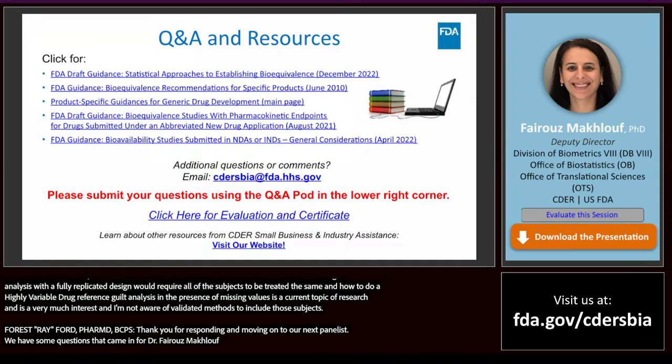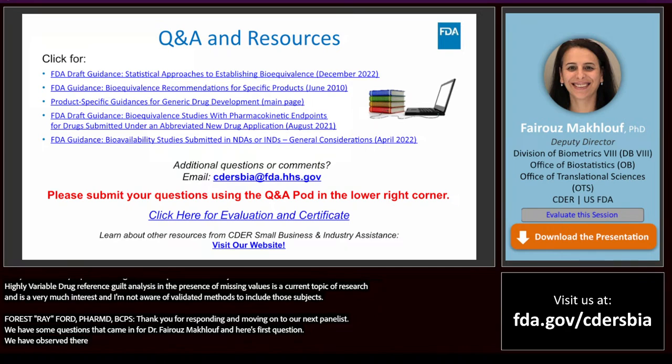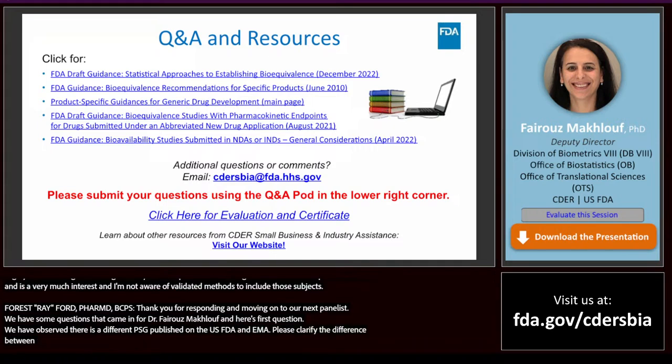Observe that there is a different PSG published by the US FDA and the EMA. Please clarify the difference between the two, and in what situation or scenario should one regulatory agency be followed versus the other?